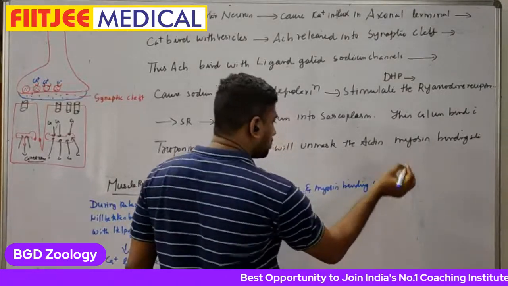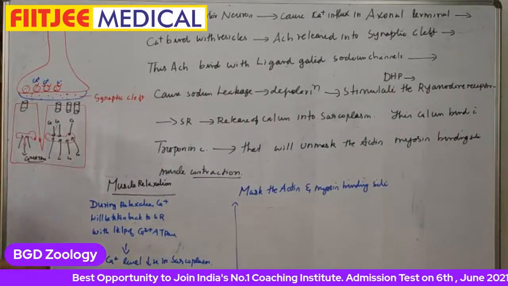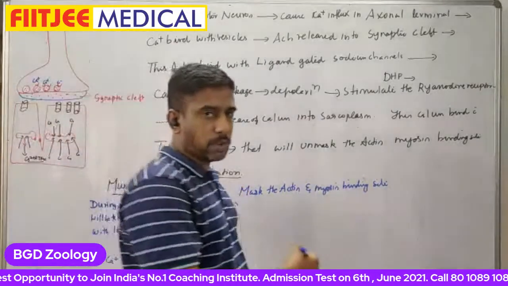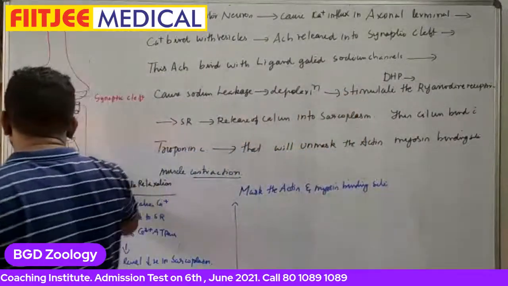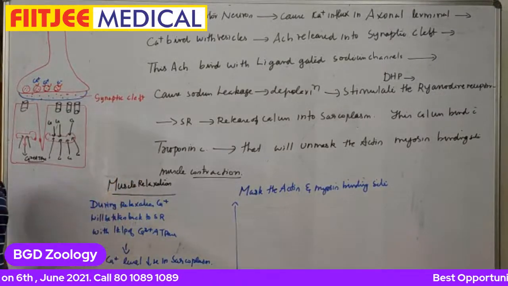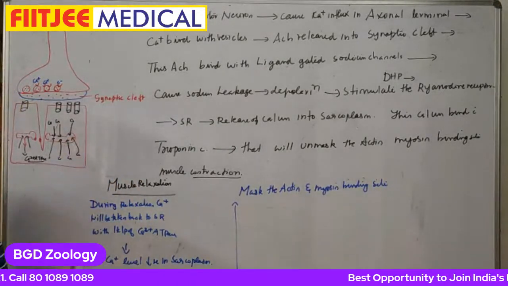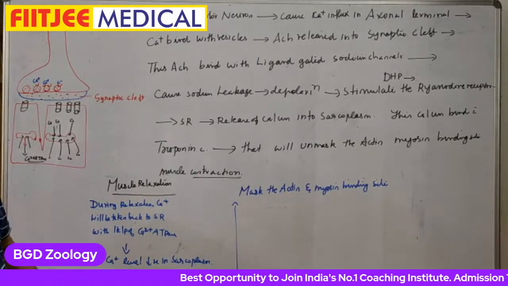Clear? So this is a point you may have to remember. So there is a muscle contraction. Similar to that, there is a muscle relaxation. Muscle relaxation, this particular mechanism only I have told here. Clear? I hope it's very clear.